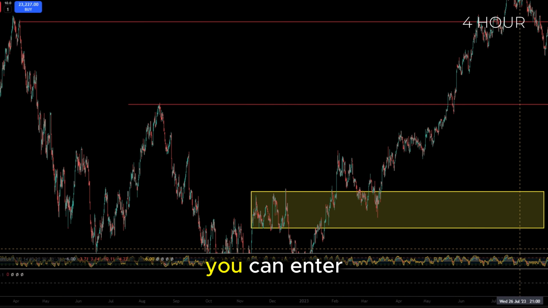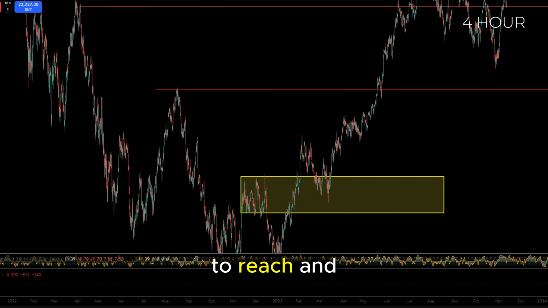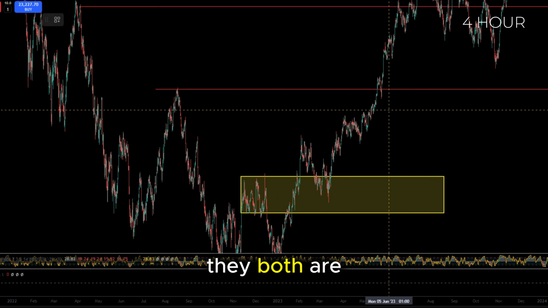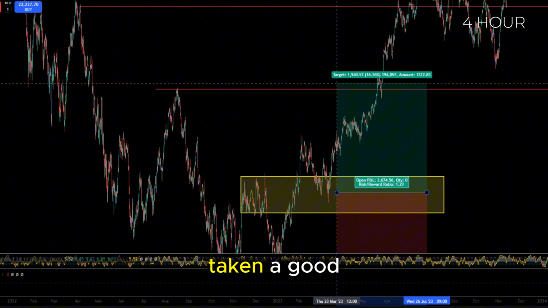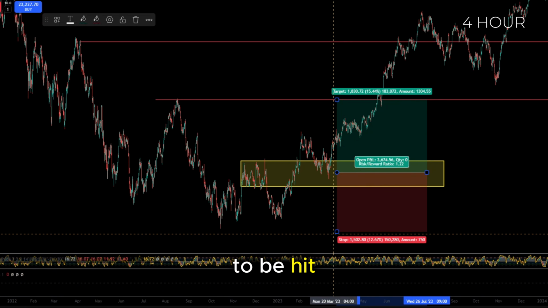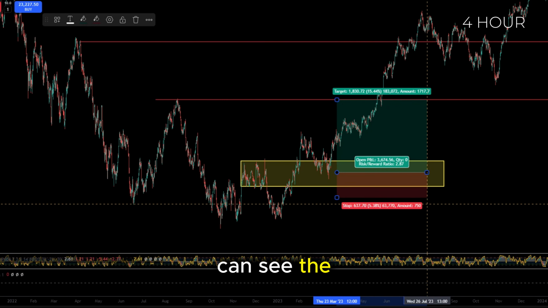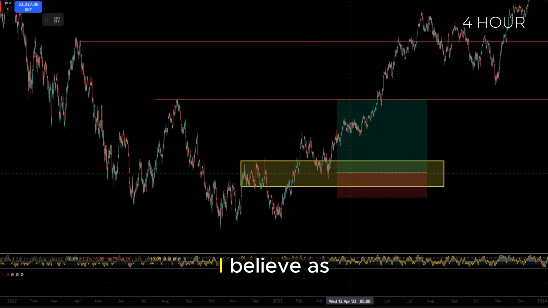Having wins, you can build fake confidence. Example, you can enter 2 trades on this. As you can see, there's 2 tops to reach, and they both are hit. But this is a swing trade. This would have taken a good week for both to be hit. As you can see, it's a very big trade. This was a little while back after COVID, I believe.